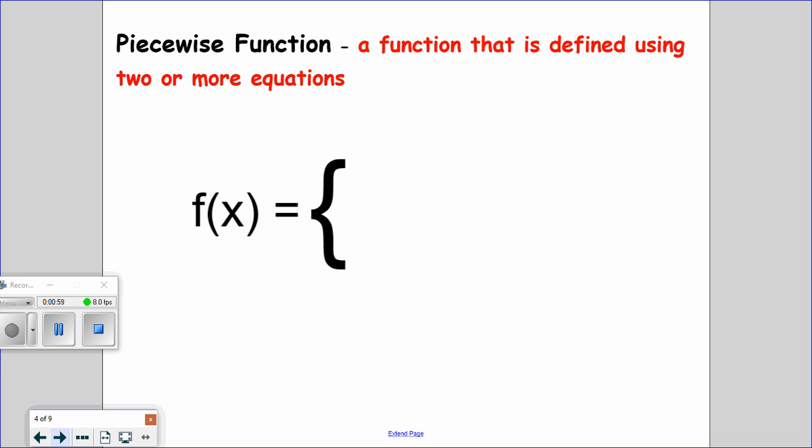What you'll notice following that is an equation of some sort, which is going to actually look like an expression of some sort, followed by, and it doesn't have to be a parenthesis or a comma, it could just be a space or the word if, and then it will be some sort of an inequality, clarifying when you use that equation. X is greater than 5. 2 is less than x is less than 7. It tells you when you will use that particular part of the function.